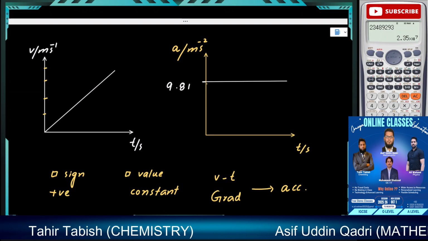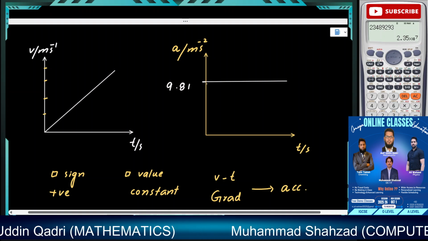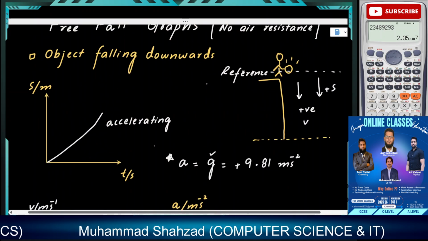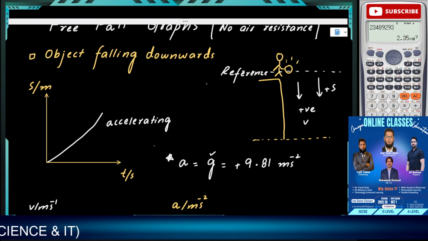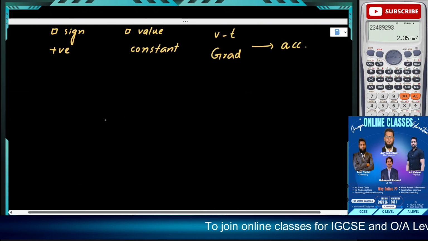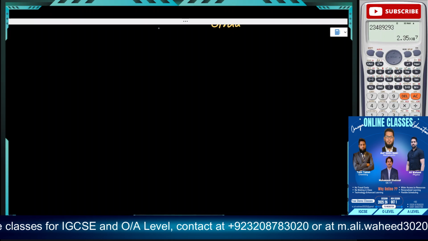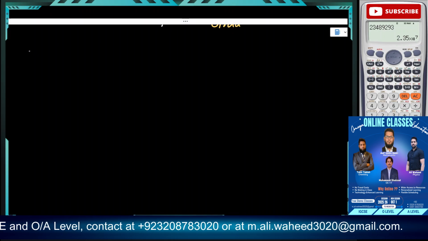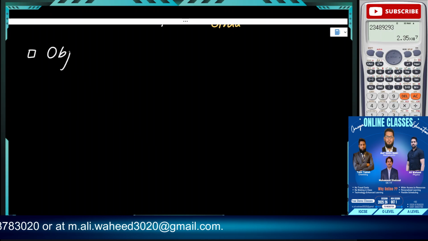Under this, once again, what do you call that? Sign convention. If you reverse the sign convention, the shape would remain the same, but the direction of lines would be reversed. So let's move on to the next one, which is a situation when the object is thrown upwards. Situation 2, object thrown upwards.